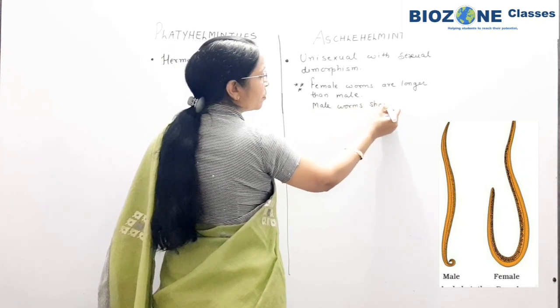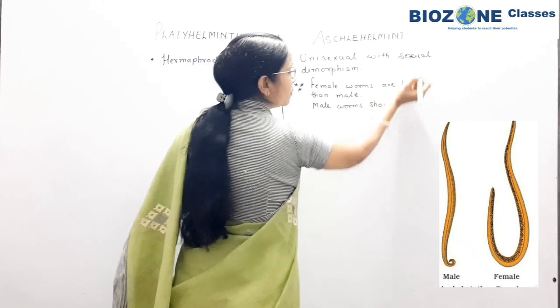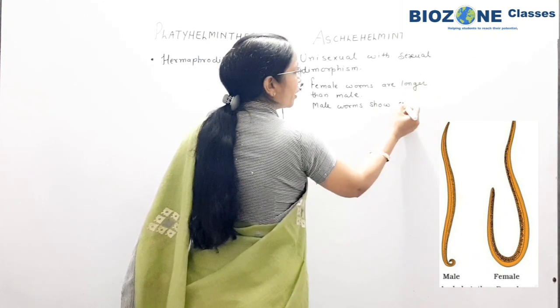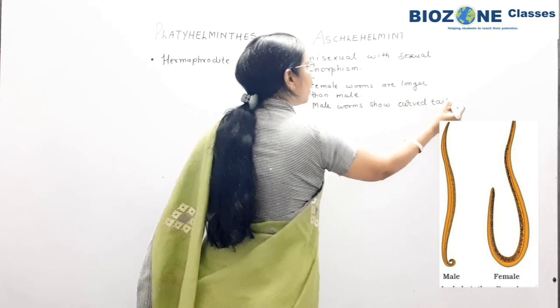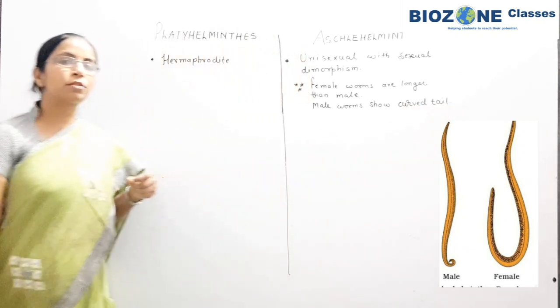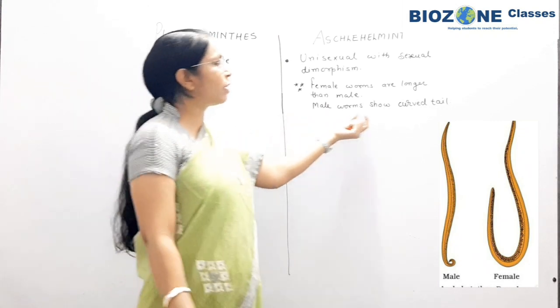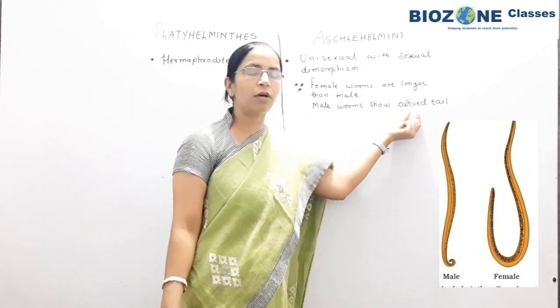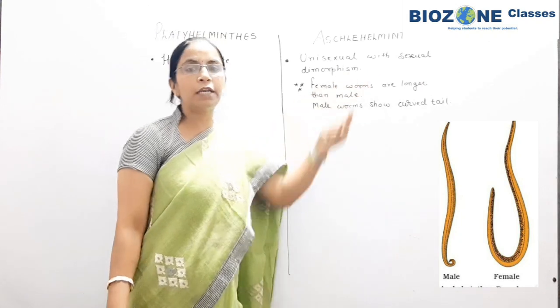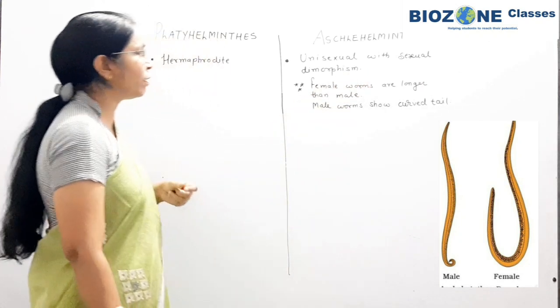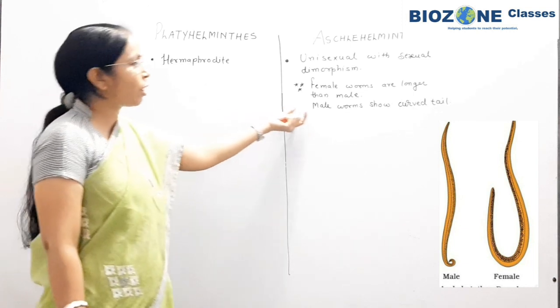show a curved tail. Hooks are also present, but the curved tail will clearly appear. So male worms show the tail, and the tail clearly shows the curved end. So a curved end is present in the tail. On the basis of these two features, one can differentiate between the male and females of the roundworms.